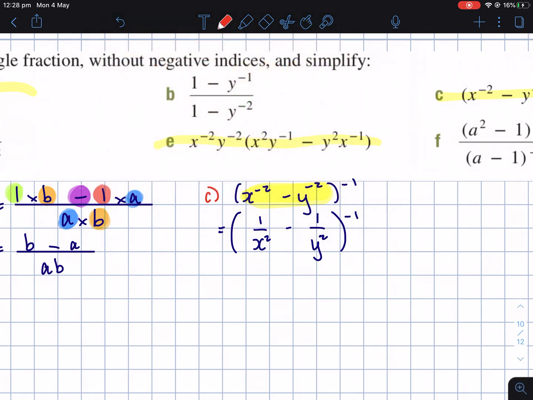Once again, we're going to cross multiply. So we're going to end up with y squared minus x squared over the bottoms multiplied together, x squared y squared.